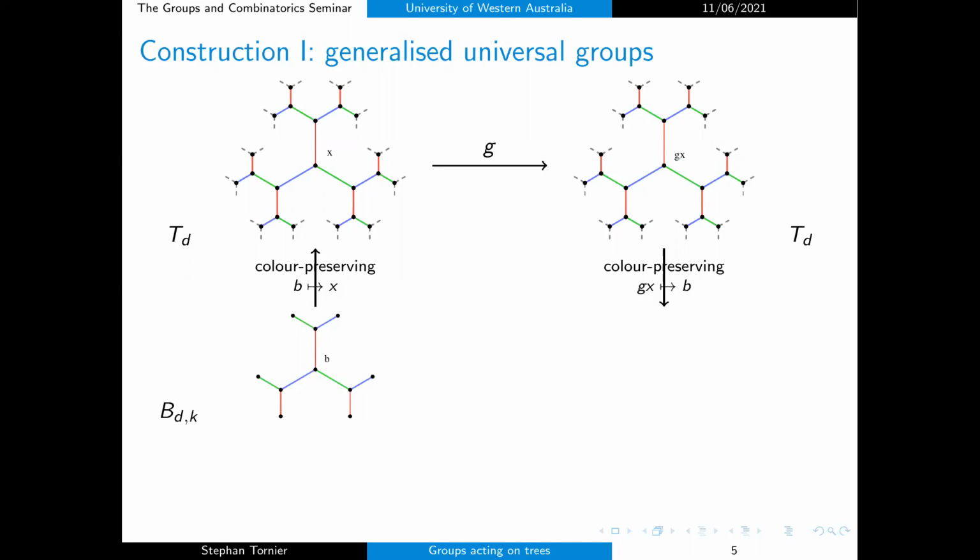And then on the other side, I can take the ball of radius k around gx and I get a unique color-preserving map to this finite ball. Okay, and if I go around, I get what I call the k-local action of the automorphism g at x. It's some automorphism of this finite tree B_{d,k}. Again, not necessarily color preserving. Okay, and with that, I can define an interesting class of groups.